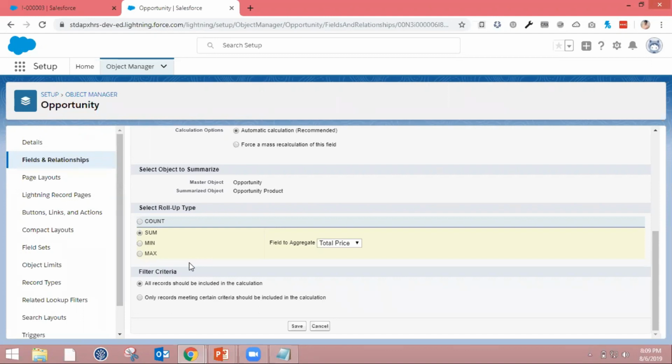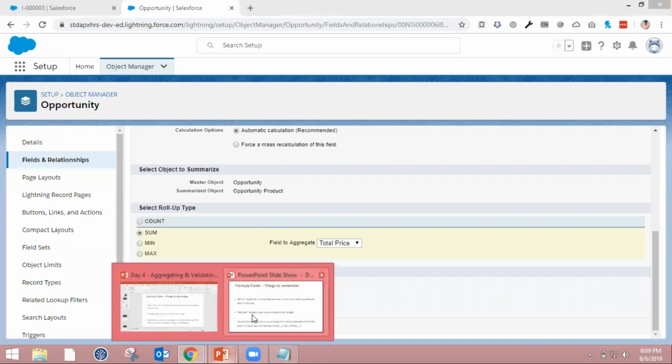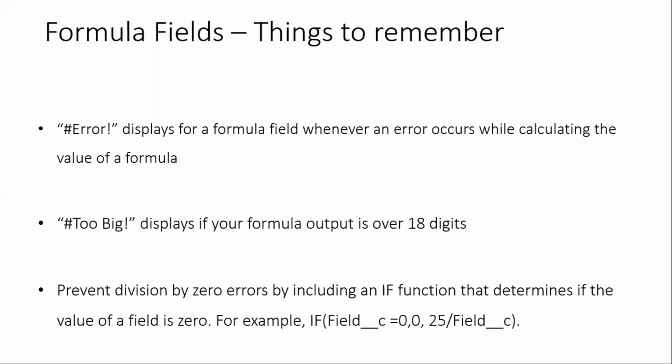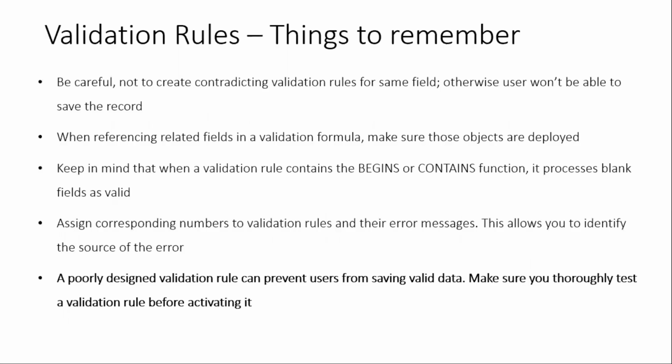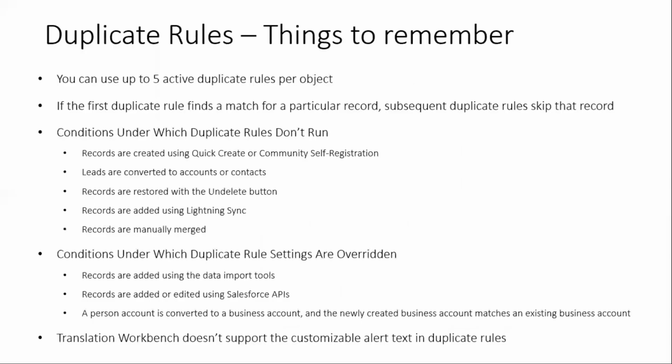No. Formula fields are executed on the fly. The only thing getting overridden, as I mentioned in my slide, let me go back to the site. Okay, only the duplicate rules. So only duplicate rules, when you use the APIs, are the settings that get overridden. But for validation rules and other things, it won't.